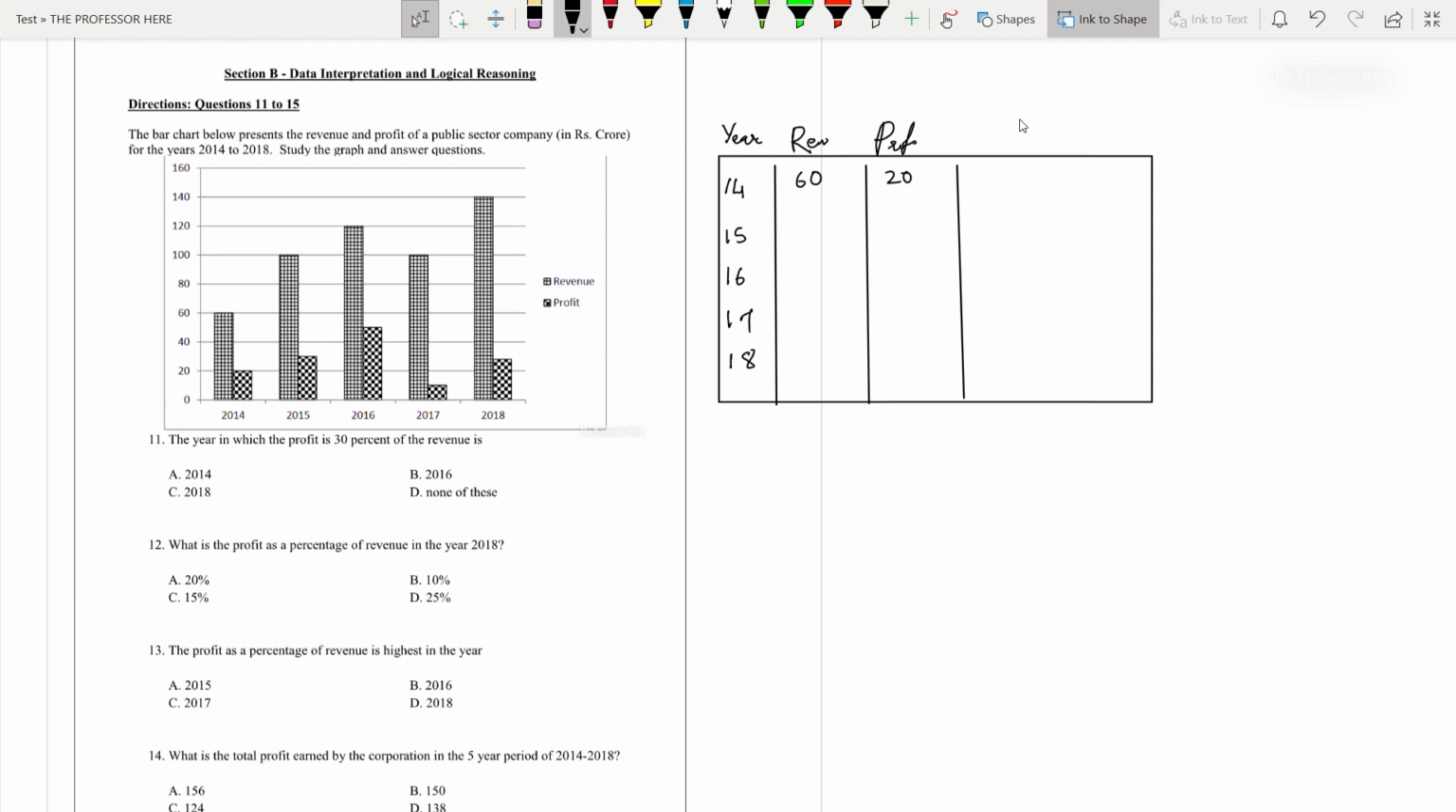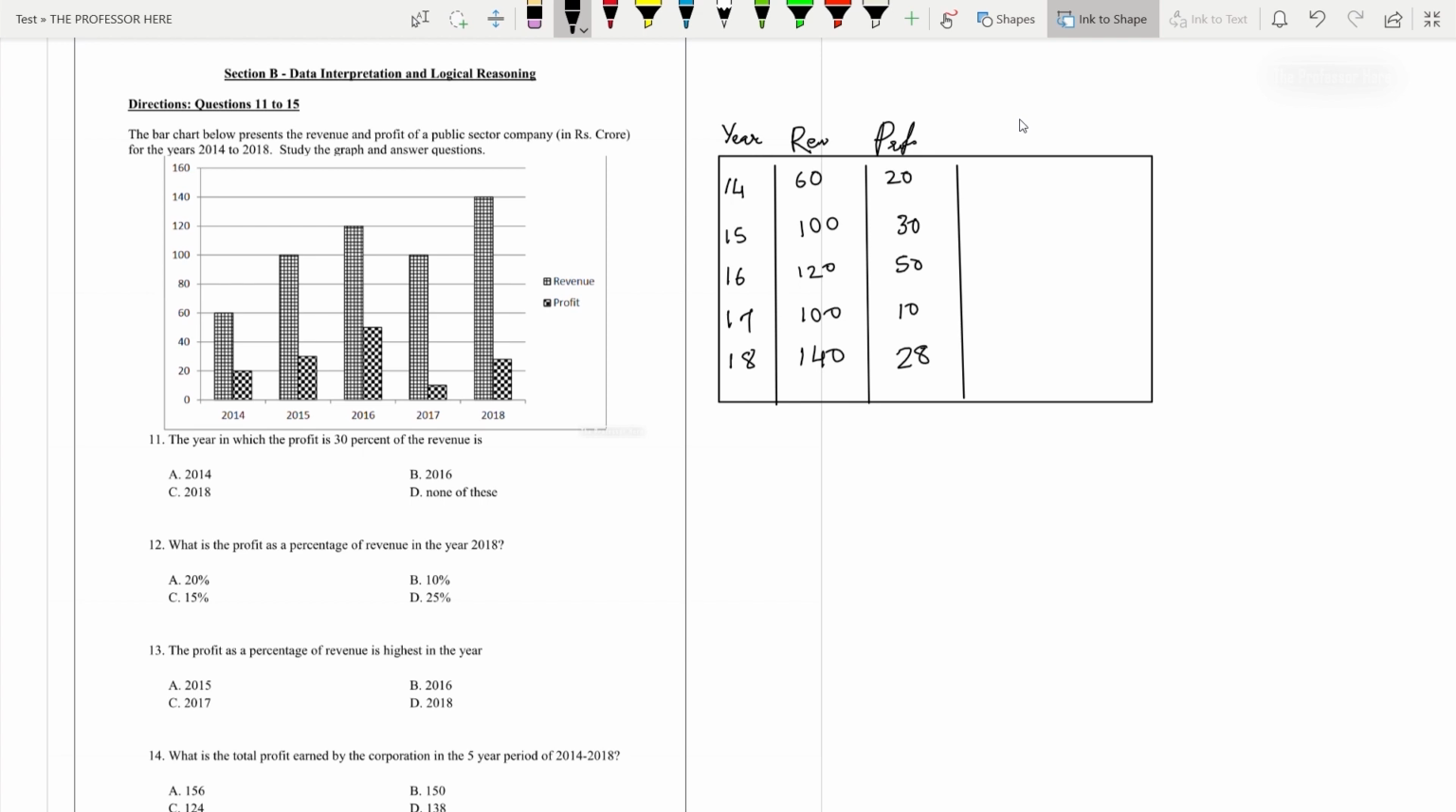Okay, so in 2015, the revenue is 100 and profit is 20 plus 10, 30. So 100 and 30. In 2016, it is 120 and 50. In 2017, it is 100 and 10, and in 2018 it is 140 and the profit in 2018 is not actually at the center, so you cannot take it as 30. It is either 26 or 28. It looks closer to 30, so let's take it as 28.